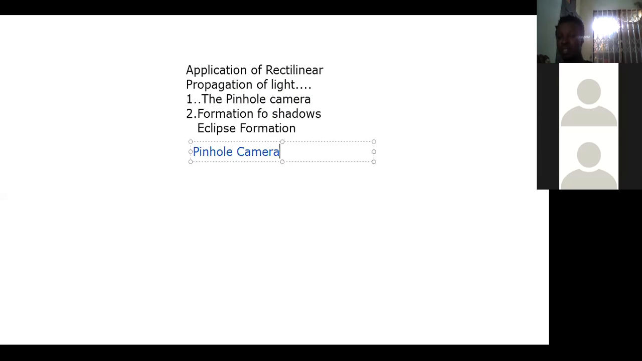When you say a pinhole, that means the size of the hole is that of a pin. It can be compared to the size of a pin. When we are talking about the hole, we are talking about the opening where the light passes through, and that is so small that it can be compared to the size of the pin. That is why we call it pinhole camera. You get it?